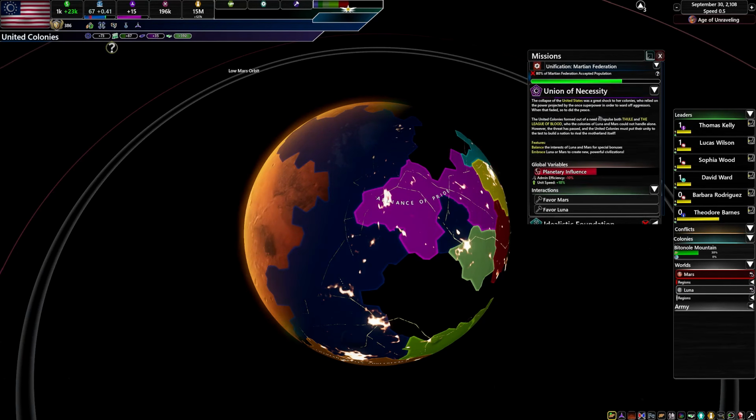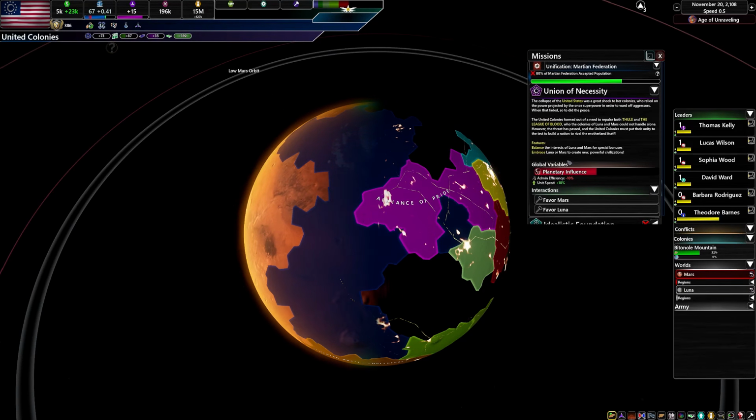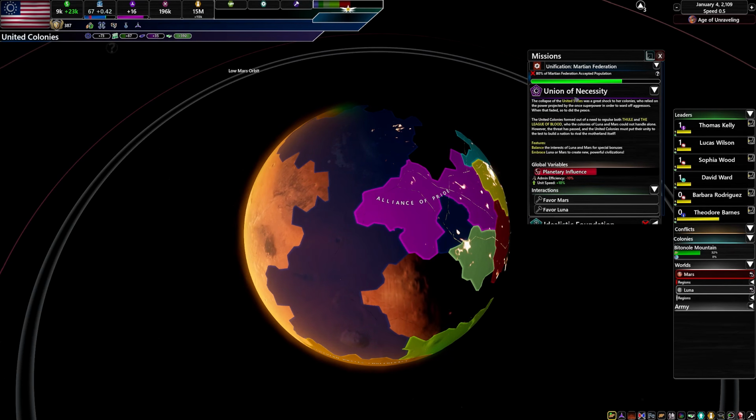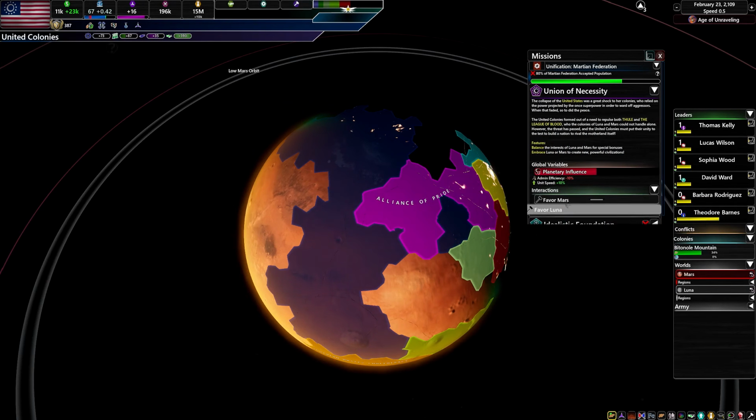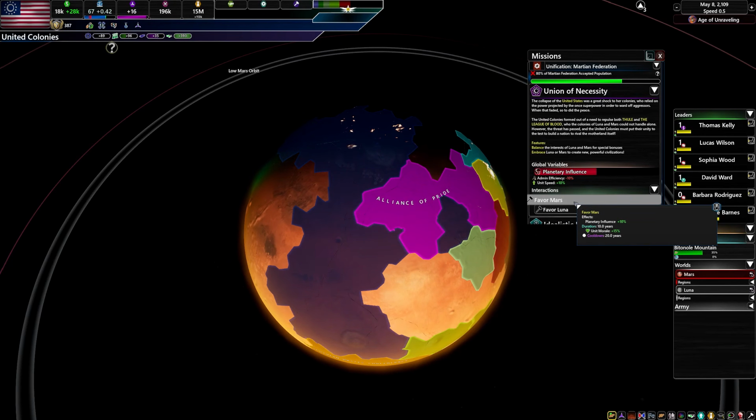Well, some of the larger countries, not every country is going to have one of these, but some of the larger countries will have a situation, and these give you special things that you can do with your country. So the United Colonies gets the ability to favor either Mars or Luna for different bonuses. Because we want to conquer Mars, it's probably a good idea for us to favor the Martians.